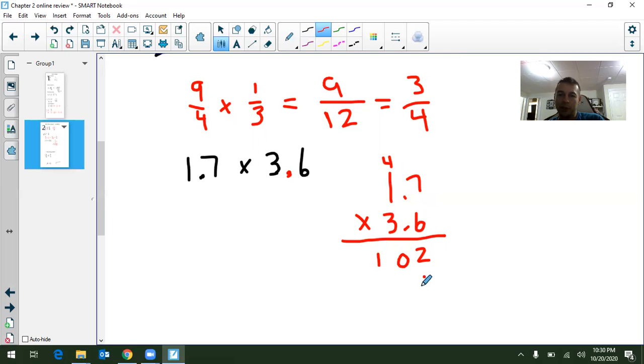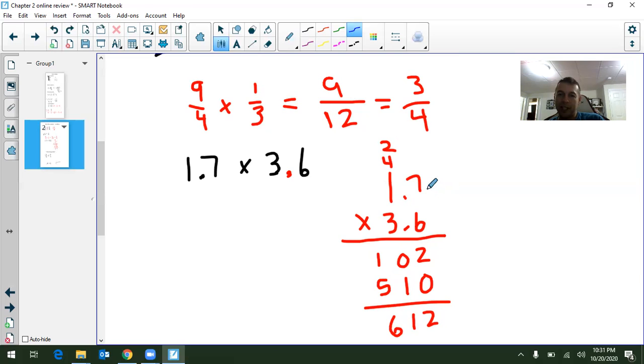We're going down 1, so we'll bring a 0, and then we'll do 3 times 7 is 21. And then we'll bring our 2 up here. And then 3 times 1 is 3, plus 2 is 5, so 510. And then we're just going to add them. 2, 1, 6. And here's where the decimal comes in.